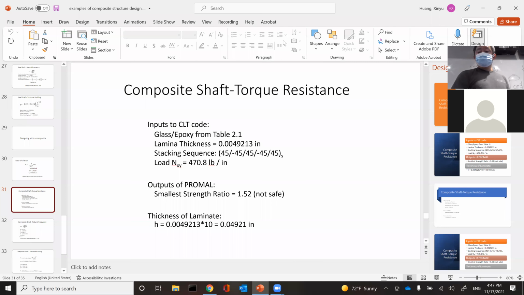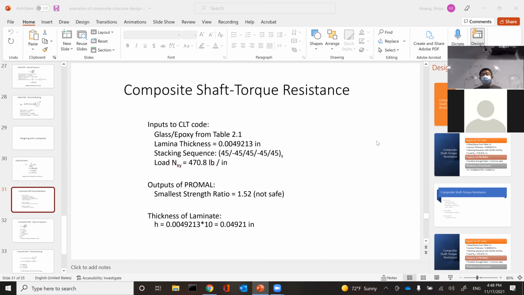It didn't violate the alternating rule. You don't want to put all the plus 45s together, or the minus 45s together. You want some alternating plus minus because it reduces crack propagation from one layer to the other. Okay. All right. Symmetric is a good choice.